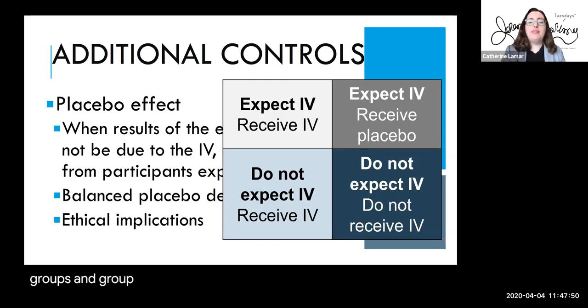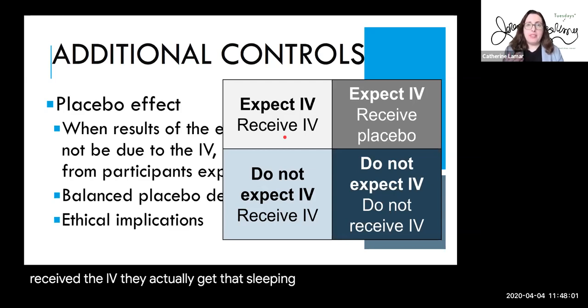And group 1 is right here. They're told, look, group 1, you're getting the treatment, you're getting the drug, and do they? Yeah, they receive the IV. They actually get that sleeping treatment. People over here in group 2, they're told, you know what, you're getting the IV, you're in the experimental group, you're going to take that sleeping medication. But in reality, they get a placebo. They get a sugar pill, they're not getting the real thing, right?